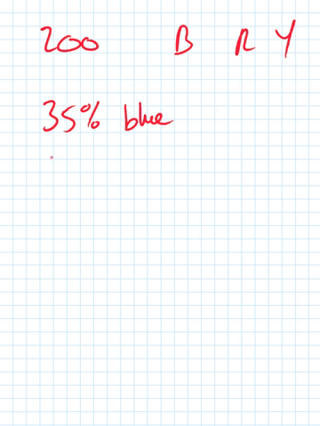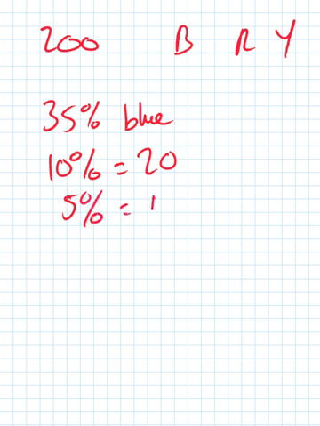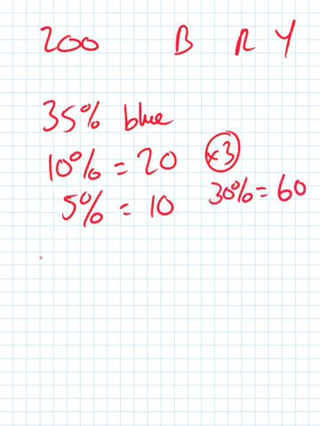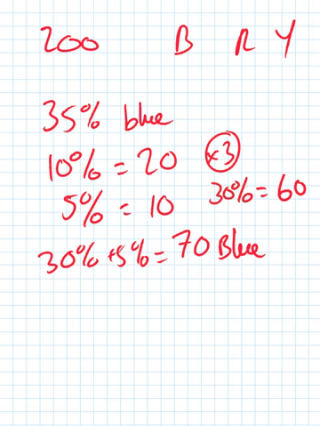So to get 10% of 200, divide by 10, so that gives me 20. To get 5%, I halve that value to get 10. I'm then going to go for 3 of these, because that'll give me 30%. So 30% is 60. And then add my 30% and my 5% together to give me 70. So that's the blue sorted. So we've got that many blue. I'll write that up here.